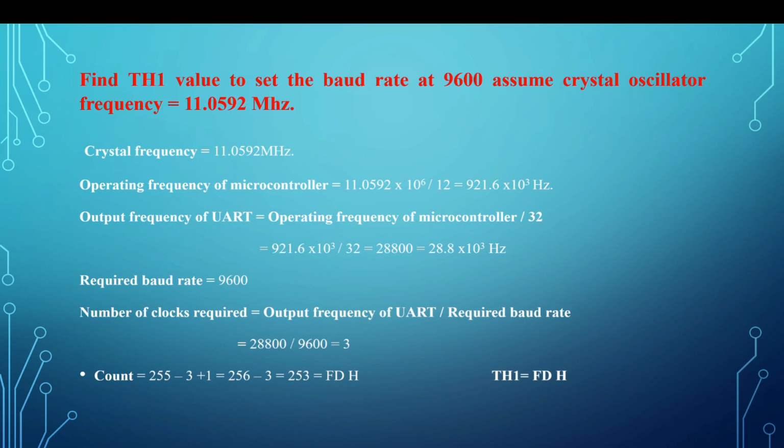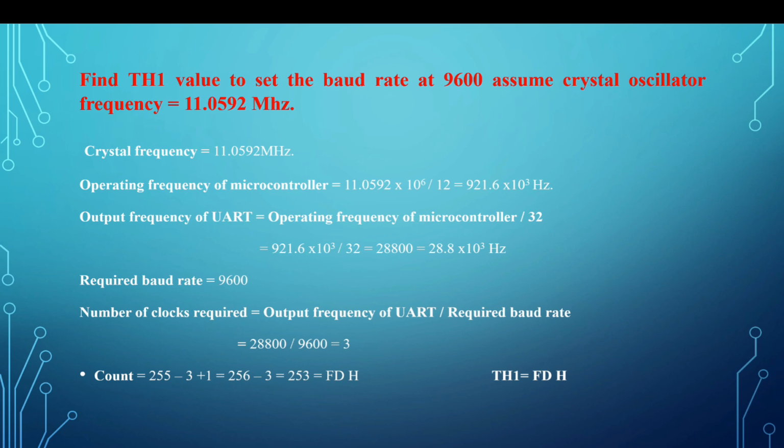In 16-bit mode, we used to write TL and TH every time. Here it will be done automatically. So mode 2 is 8-bit, maximum count is 255 and it is auto reload. Whenever the timer overflows, the TH value will be automatically transferred into TL.